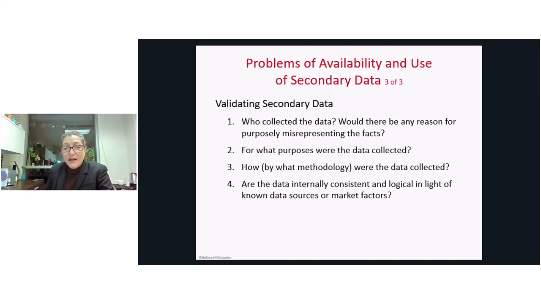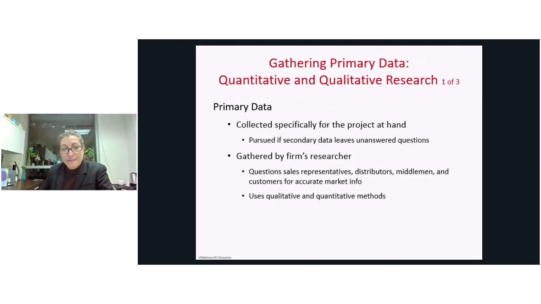Who collected the data? Is there any reason that they may have purposely misrepresented the facts? For what purpose did they collect the data? What was the methodology? Is it sound? Are the data internally consistent and logical in light of what we know about the market factors? So we're essentially evaluating the credibility of secondary data before we use it.